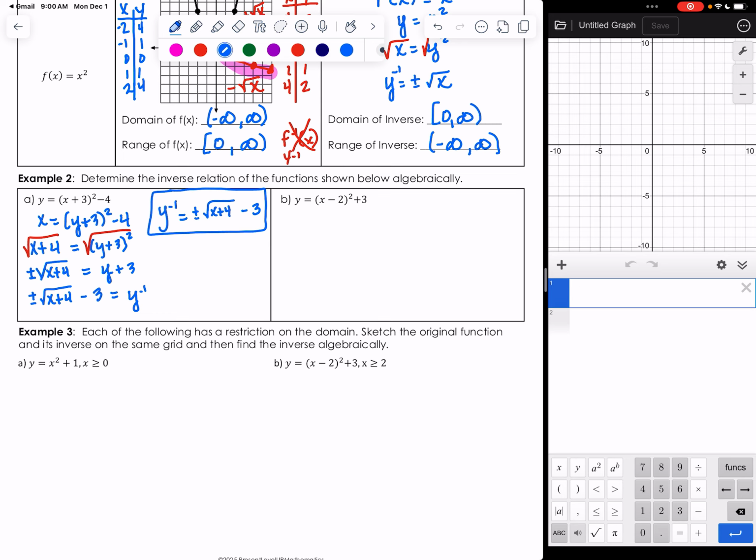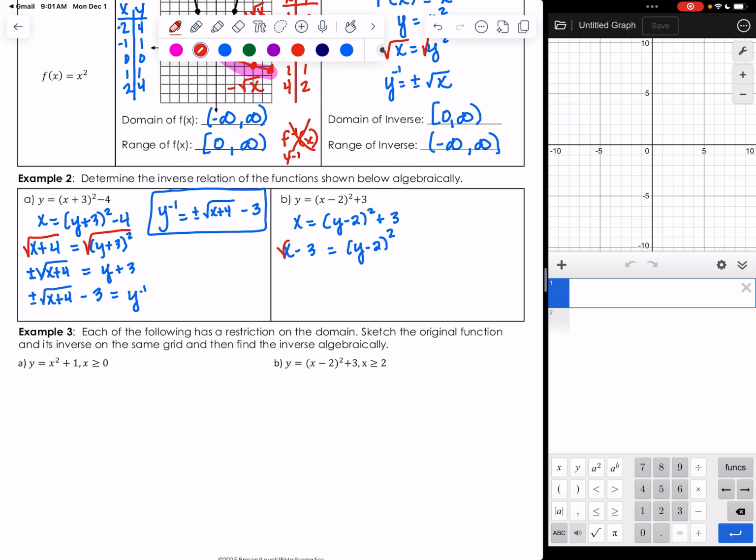All right, welcome back. Let's see how you did. To begin with, I switched the x and the y. So x is equal to y minus 2 quantity squared plus 3. In my next step, I subtracted 3. So I got x minus 3 equals y minus 2 quantity squared.